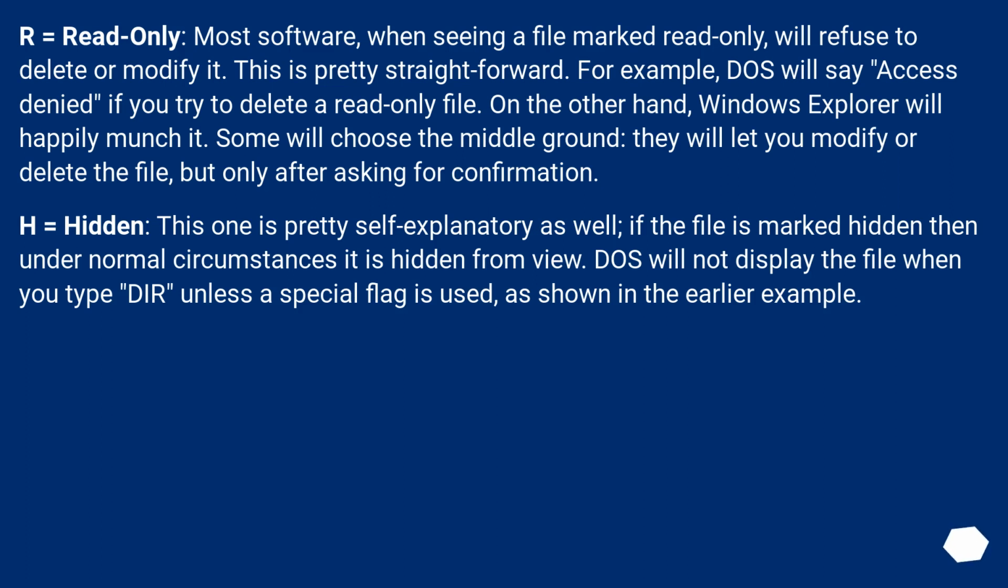H equals hidden. This one is pretty self-explanatory as well. If the file is marked hidden, then under normal circumstances it is hidden from view. DOS will not display the file when you type dir unless a special flag is used, as shown in the earlier example.